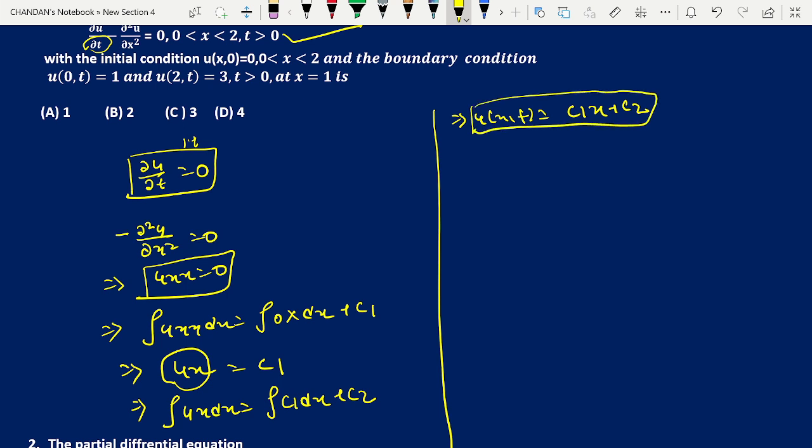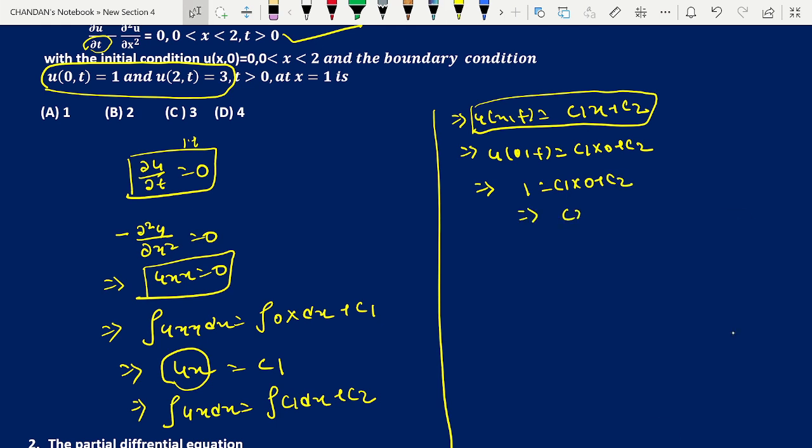Now we use the boundary conditions. What are the boundary conditions given? These two boundary conditions. So now we use the first boundary condition. Then we get u(0,t) = c1 times 0 plus c2. Then what is the value of u(0,t)? It is 1. Then c1 times 0 plus c2, so we get c2 = 1.